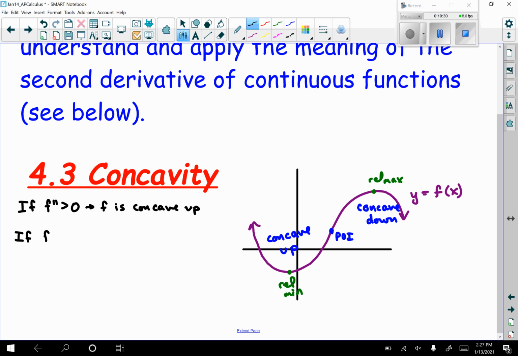If our second derivative is negative, then f is concave down. We could abbreviate. We could use CU for concave up. We could use CD for concave down. So again, concave up is just like this, a smile, a frown for concave down.